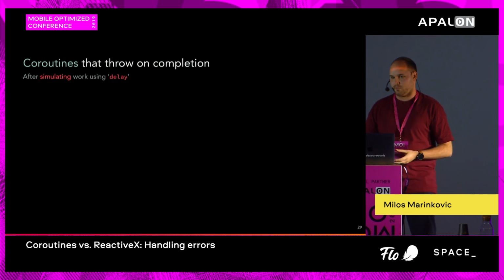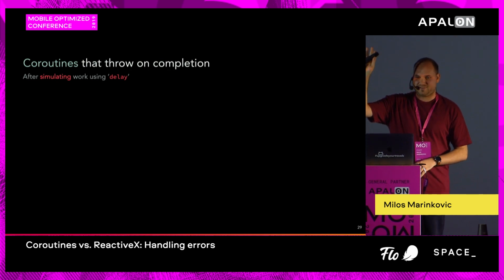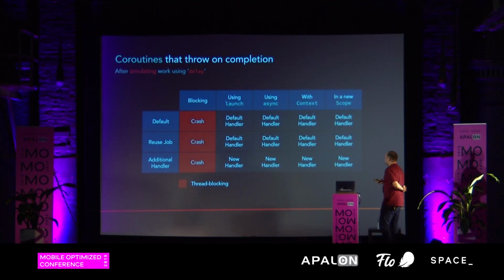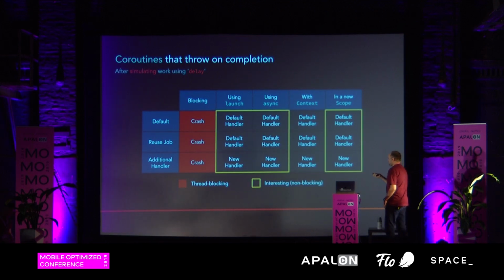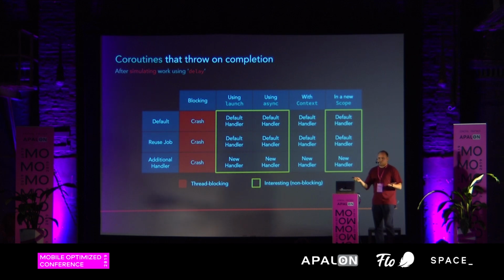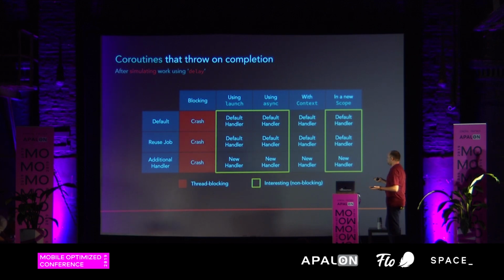Who thinks all of them will be blocking? Okay, you're skeptical. So here's the thing. None of them are blocking, except for runBlocking, which is kind of obvious. runBlocking will again block and crash, and all of the other ones will keep the main thread available to other tasks. So this is weird. I'm also using the main thread dispatcher, so what is going on? Why is this not blocking?